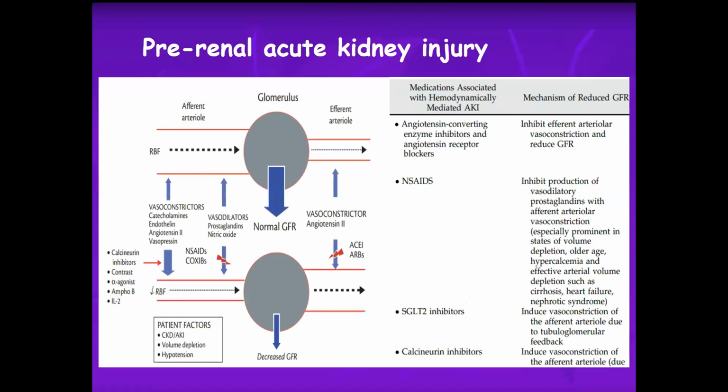Pre-renal acute renal failure. So the mechanisms associated with hemodynamically mediated AKI. So it will be your angiotensin converting enzyme inhibitors, which obviously your NSAIDs, your SGLT2 inhibitors, and your calcineurin inhibitors. What is common among all these drugs is that they induce a vasoconstriction of your efferent arteriole of your glomerulus and thereby reduce blood flow to the kidneys. So that's the mechanism why they cause an acute pre-renal failure.